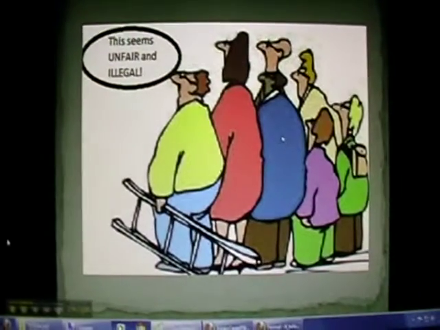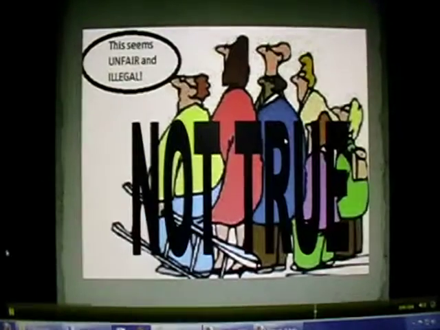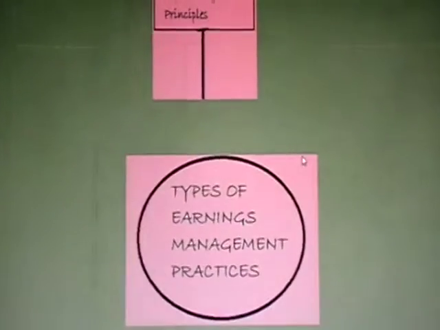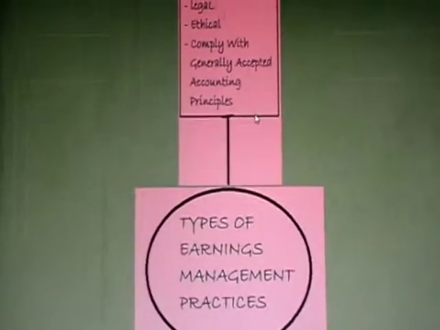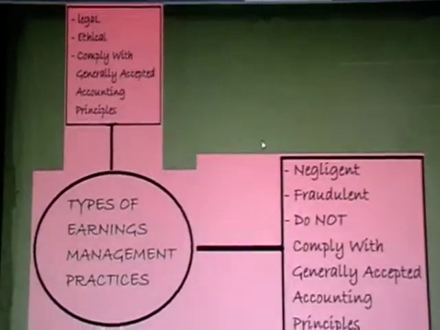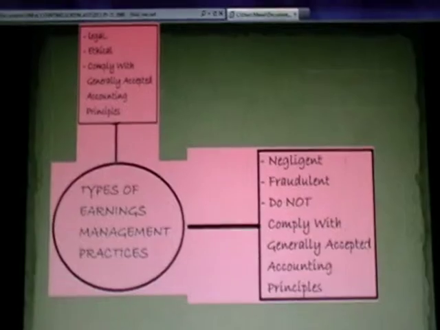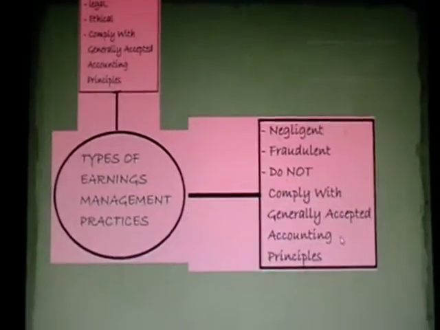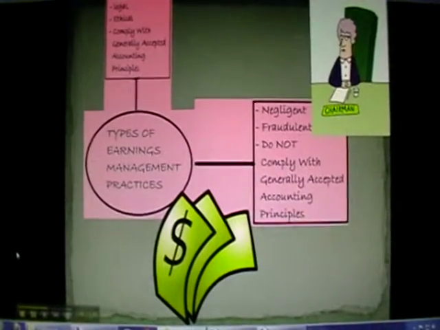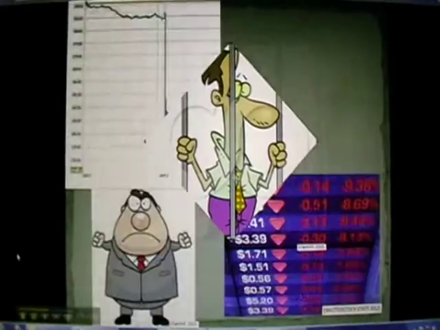So you may be thinking to yourself that this sounds illegal. Well, earnings management is not against the law, as long as it is performed correctly. You see, earnings management encompasses a range of practices, including those that are legal, ethical, and comply with accounting policies. Unfortunately, earnings management also encompasses practices which can be negligent, fraudulent, and don't comply with accounting policies. Managers that are greedy for large bonuses or want higher job security would undertake such practices. In these cases, those responsible can be charged, immediately having negative effects on the companies involved.